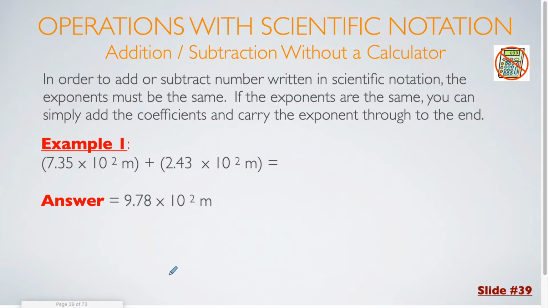In order to add or subtract a number written in scientific notation, the exponents must be the same. If the exponents are the same, you can simply add the coefficients and carry the exponent through to the end. So here you can see 7.35 times 10 to the second and 2.43 times 10 to the second. Since the exponents are the same, I'm just going to add up these numbers, so 7.35 and 2.43. That adds up to 9.78. The exponent just carries through, so we don't have to do any math with that part.